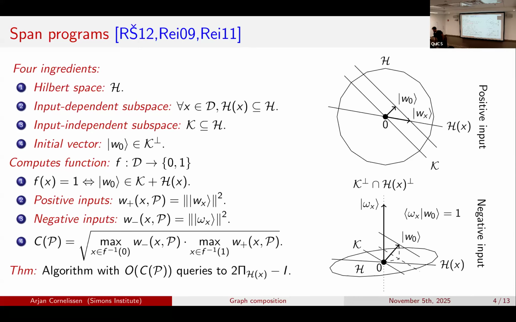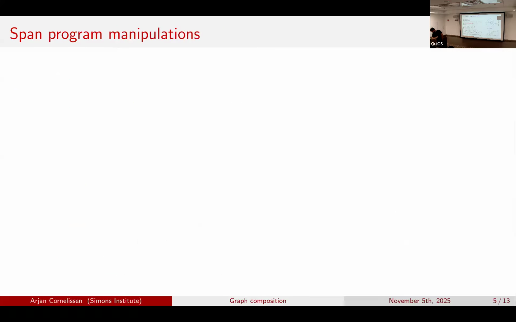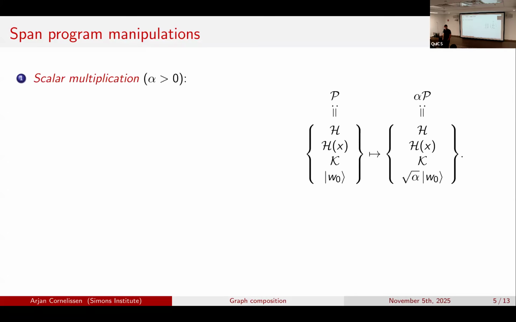All right, so these are span programs. One thing that's nice about span programs is that you can manipulate them in a way that you can't do so much with algorithms on the circuit level. So I want to highlight two things that you can do with span programs that we'll need in the rest of this talk. The first thing you can do is scalar multiplication. Essentially, you take some positive number, and what you're just doing is rescaling this initial vector W0.